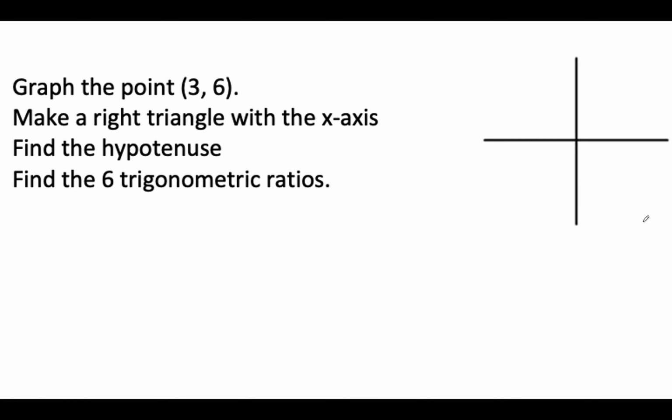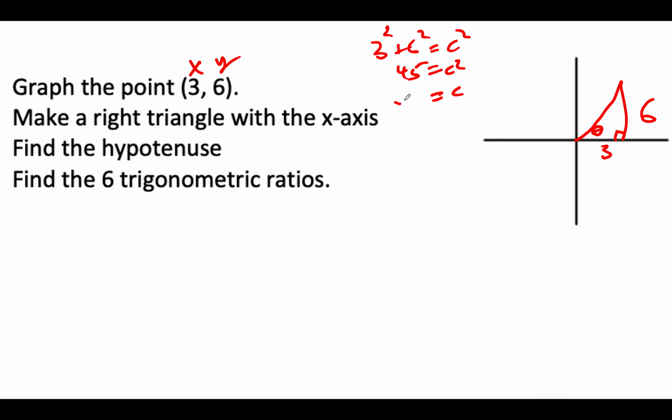Talking about a graph now, you've got an x-coordinate and a y-coordinate. We always make our right triangle with the x-axis, so I'm going to go 3 units to the right and 6 units up. My triangle is always with the x-axis. That's very important. Then we can find the hypotenuse using the Pythagorean theorem. 3 squared plus 6 squared equals c squared. 36 and 9, 45. So c is root 45.